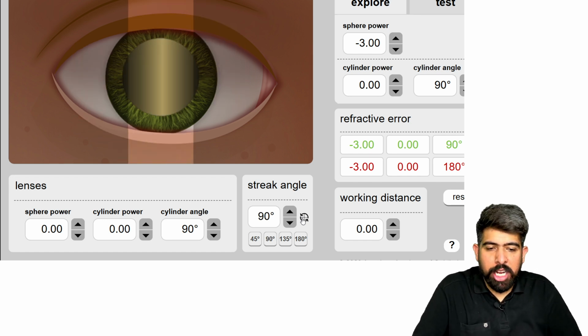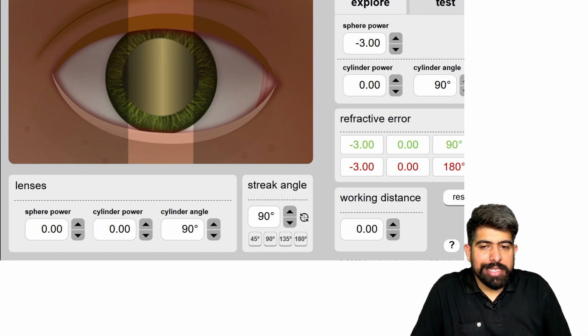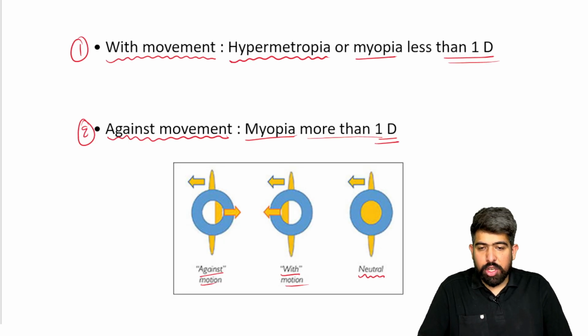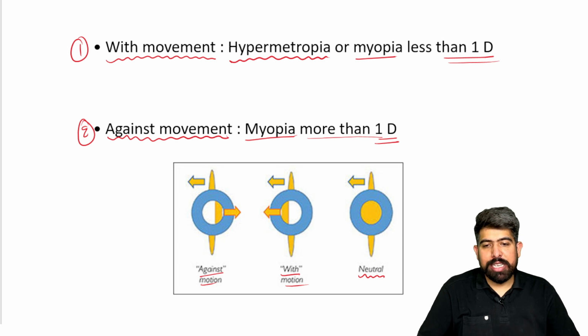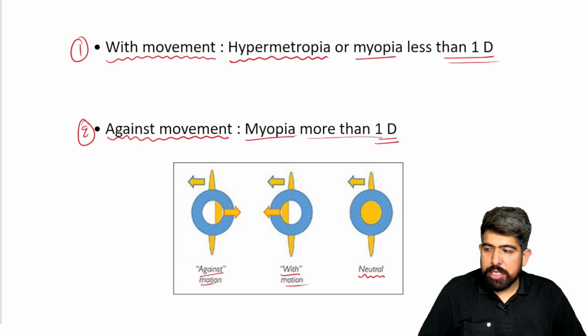In what conditions should the against movement be seen? The against movement is seen in the conditions of myopia more than 1 diopter spherical. I hope you understand the retinoscopic procedure also.